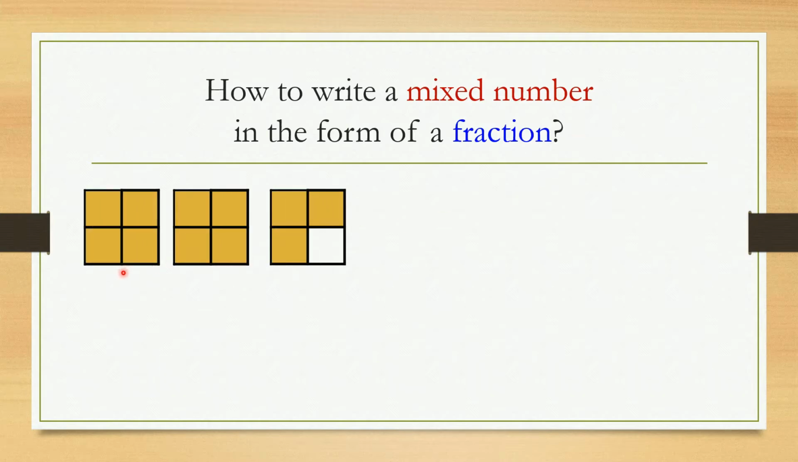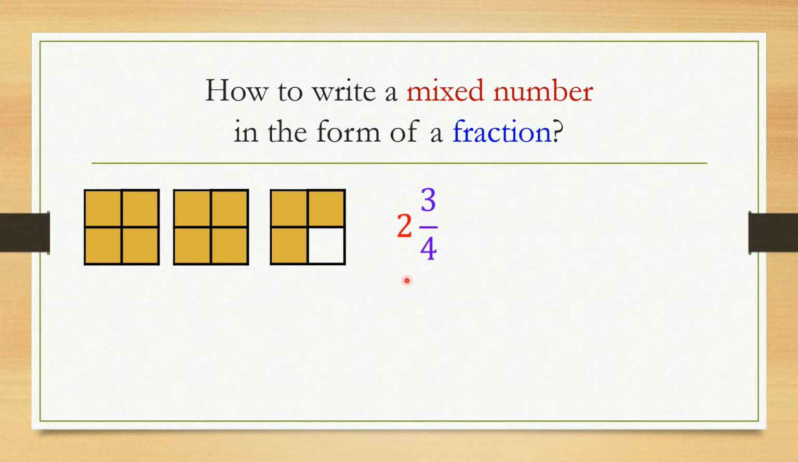Let's observe this figure. In this figure, we have 3 units that are equal. Each unit is a square that is divided into 4 equal parts. The first 2 units are fully colored, all the parts are colored, and in the third unit we only have 3 colored parts. So this figure represents the mixed number 2 and 3/4. This is the mixed number that represents this figure.